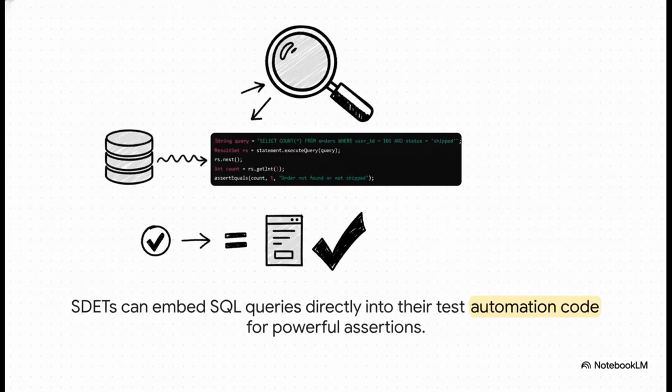And here's what that actually looks like in the code. This automated test is checking how many orders with the status shipped a certain user has. It runs a select count query, gets the number, and then asserts that the result is 1. This is so much more reliable than just trusting what the UI tells you.